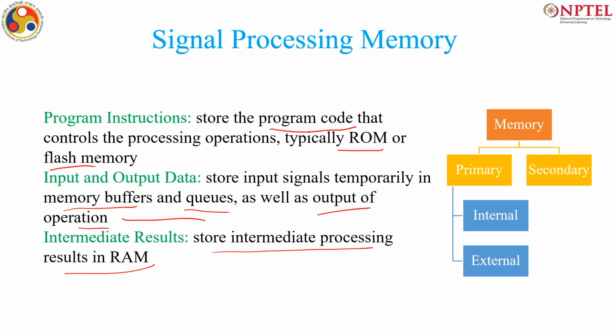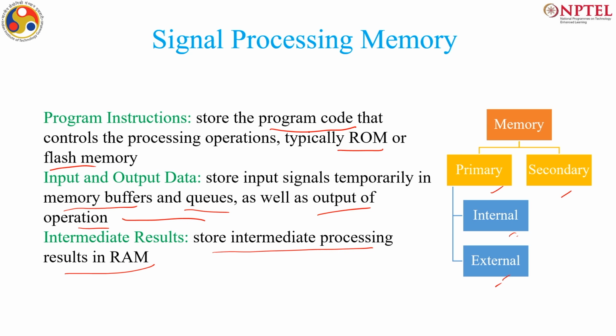So, together you may not be able to add all the 4 operations. Maybe 2 plus 3 you will do first, then the result you will add with 17, something like that. So, that is the primary and secondary memory. Secondary can also be external and internal. Primary is typically internal, but primary can be external as well.